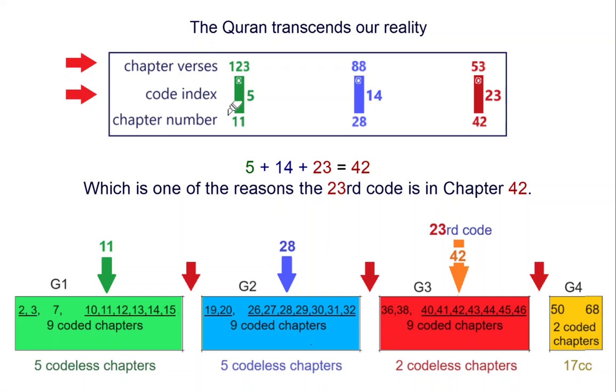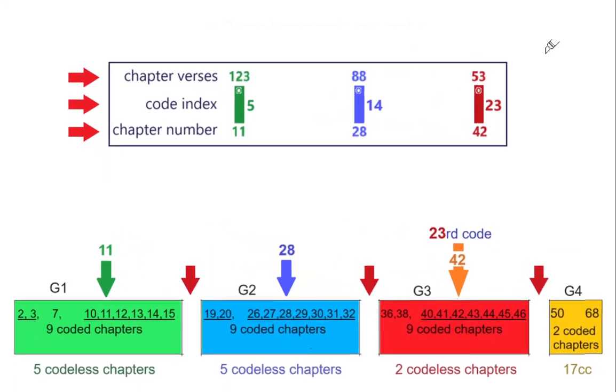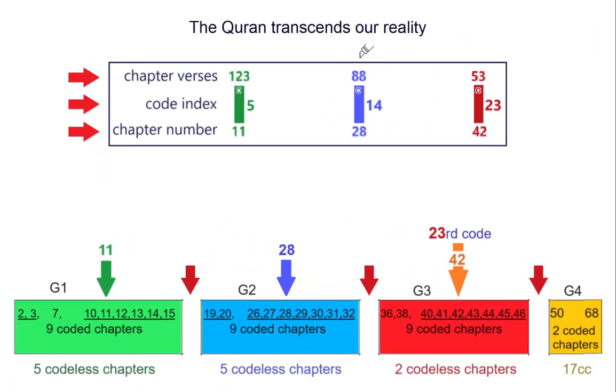Now we're going to the third row. And we're going to add these three numbers now. So we took care of these numbers at the top. Then we saw these produce the chapter number for the 23rd code. And now we're adding these three chapters, 11, 28, and 42. And you're going to see that when we add these, 11 plus 28 plus 42, it gives us 81.